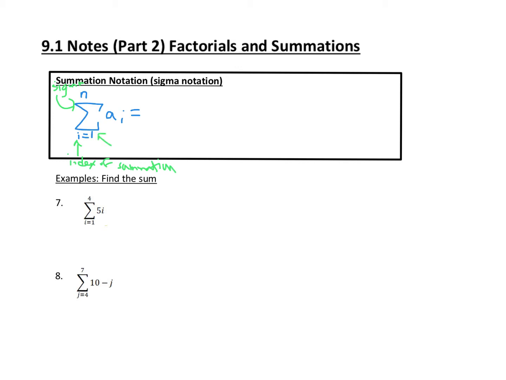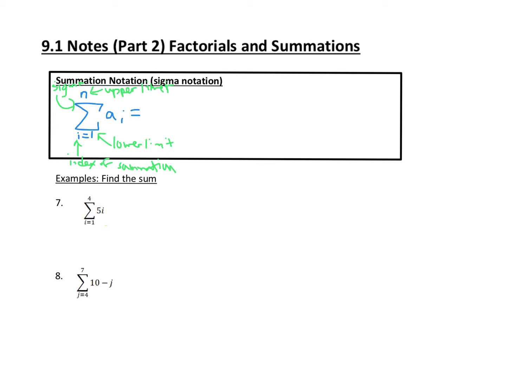One, which could be 0, it could be 8, it could be pretty much any number, is my lower limit of summation. And n is my upper limit. That word is limit, by the way. So basically what we do for this is we start at 1.